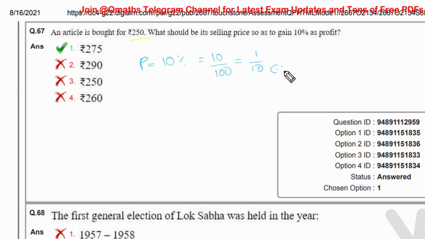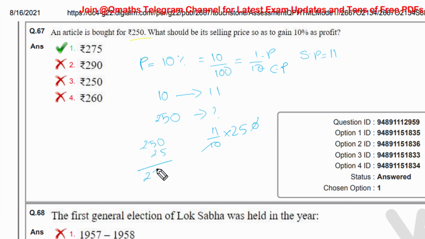So if cost price is 10 rupees, then there is a profit of 1 rupee. Then selling price becomes 11 rupees. Cost price plus profit, right? Now what should be the selling price he is asking? So the cost price is 250. If cost price is 10 rupees, selling price is 11. If cost price is 250, what is the selling price he is asking? So we get 11 by 10 into 250, 25. So it's 250 plus 25, that becomes 275.